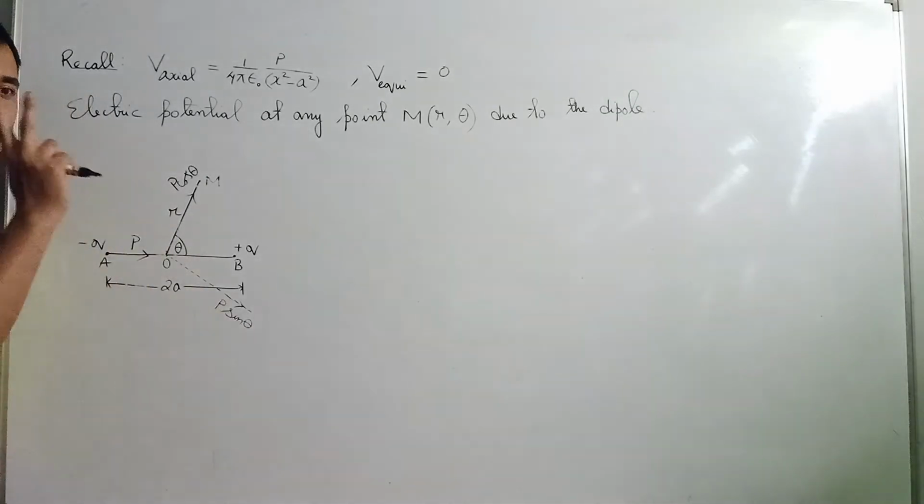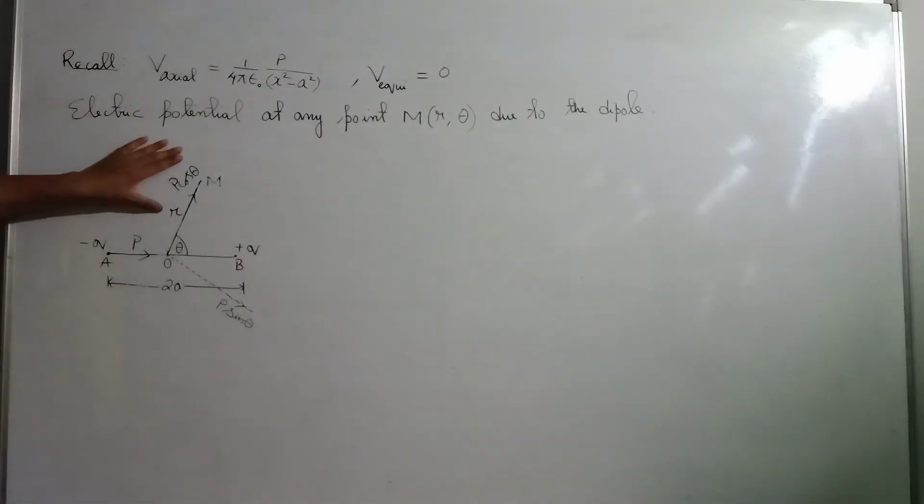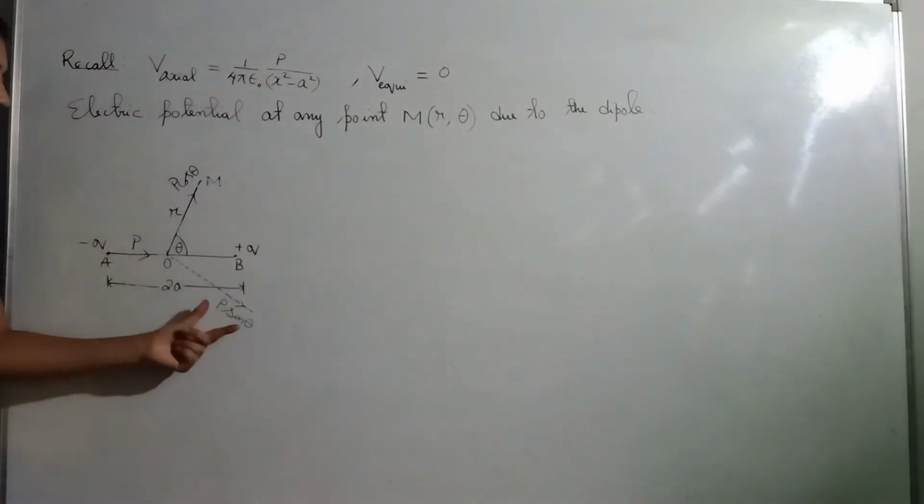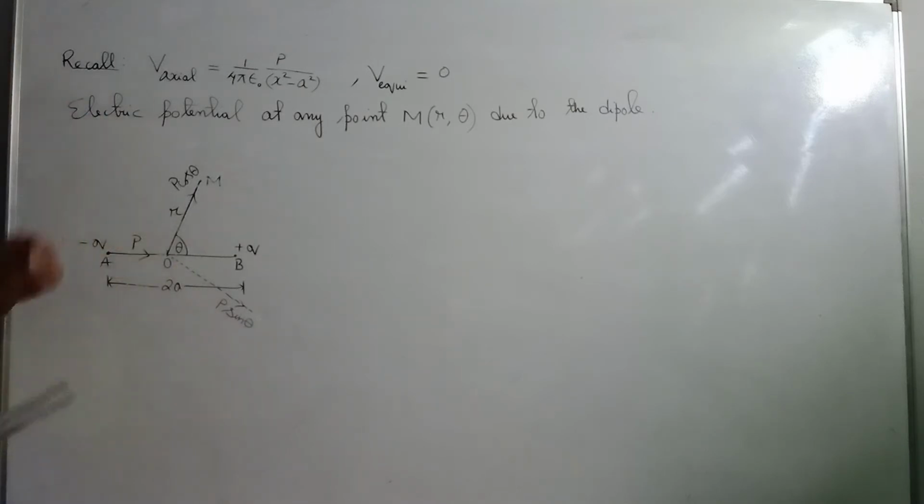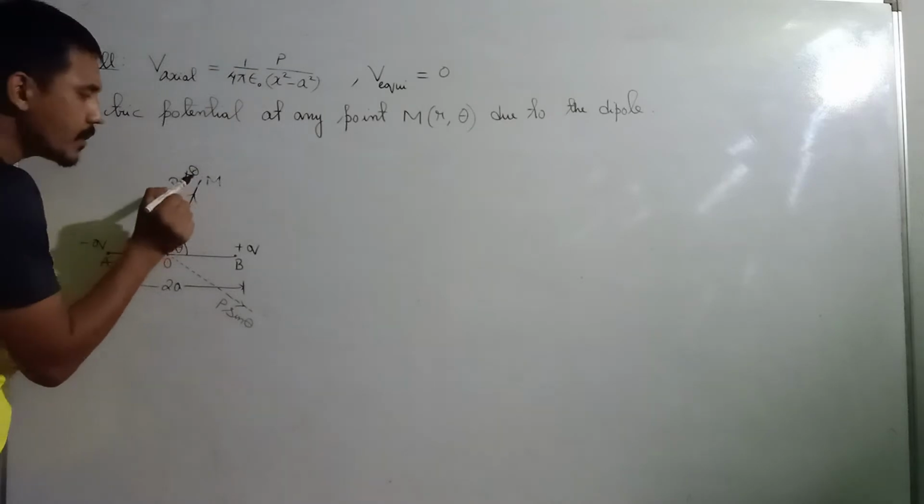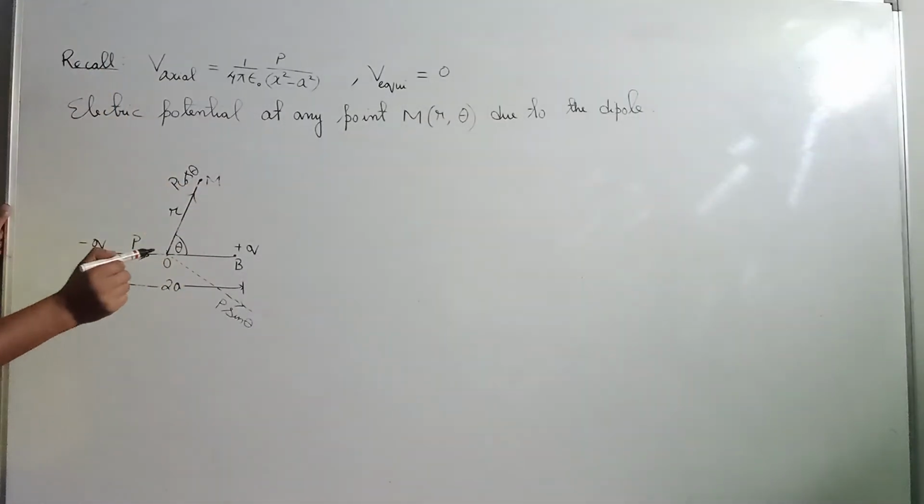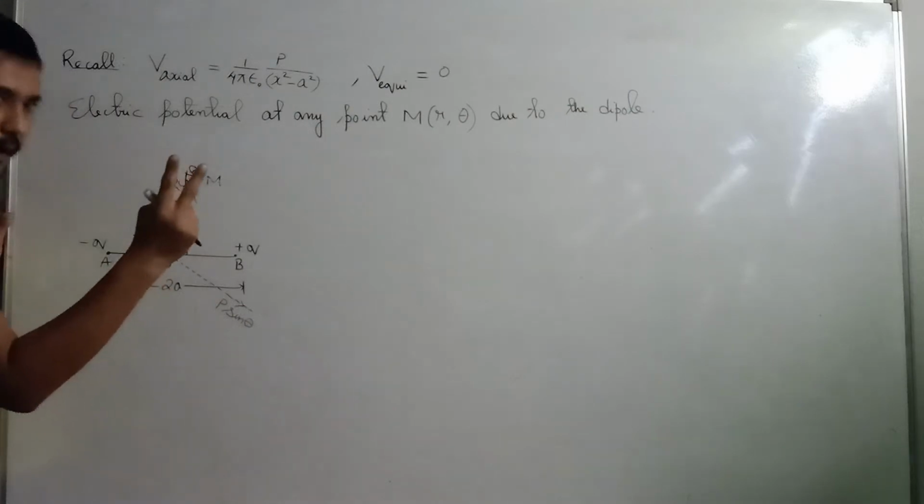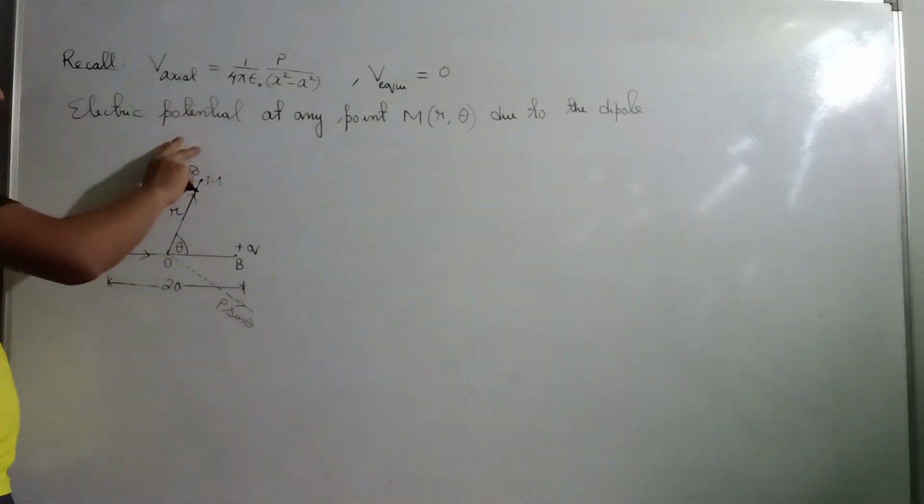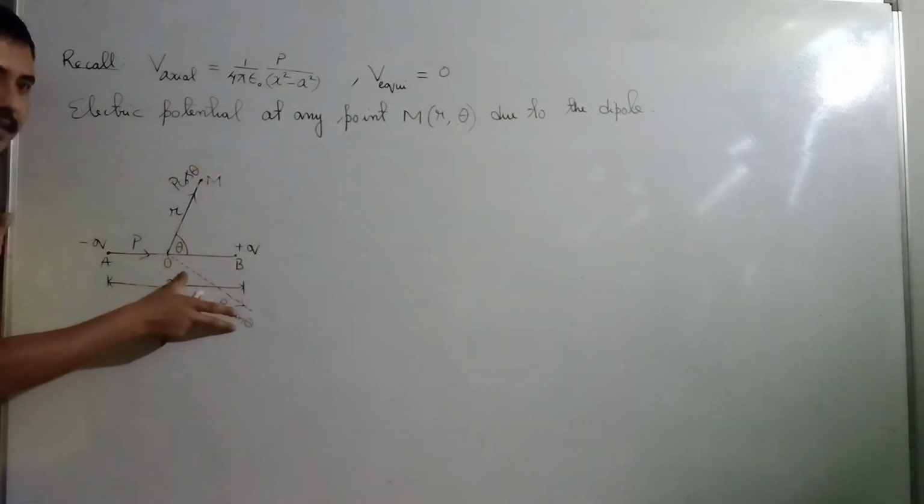That means there are two dipoles now. Your first dipole is P cos theta, and your second dipole will be P sin theta. Is it okay? So, the net potential at this point M will be not due to one dipole, but due to two dipoles. That is P cos theta and P sin theta.